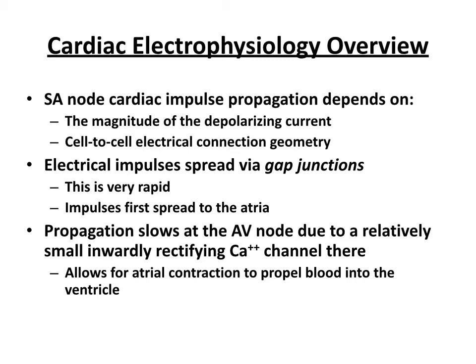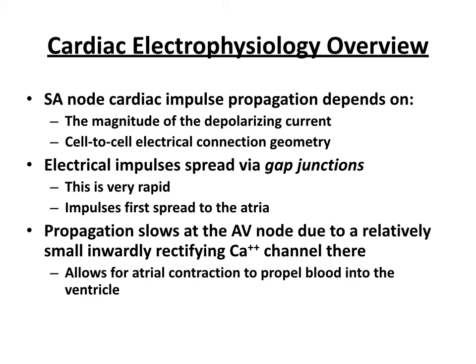Gap junctions are super tiny junctions between cells, and so basically the electrical signal is just jumping from one cell to the next through these tiny junctions. Once the signal gets to the AV node, it's going to slow a little bit, and that's largely due to an inwardly rectifying calcium channel. So the signal slows getting to the AV node, and the big point here is that it allows for atrial contraction to propel blood into the ventricle.